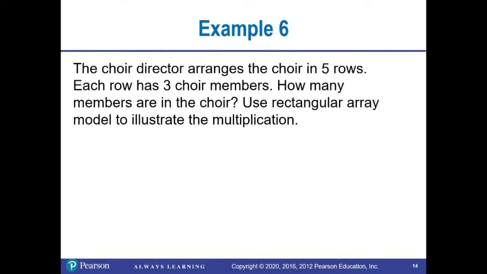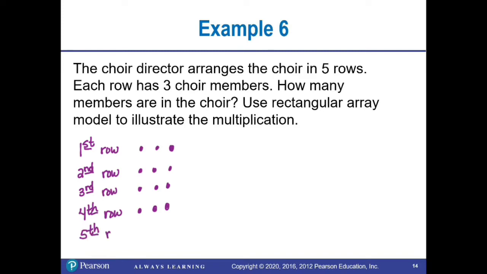The choir director arranges the choir in 5 rows. Each row has 3 choir members, so how many members are in the choir? Our directions again ask us to use the rectangular array model to illustrate our multiplication here. For my first row, I have 3 choir members. My second row has 3 choir members. The third row has 3 choir members, and the fourth and fifth rows also have 3 choir members. There's a total of 15 dots, so that would be 15 choir members.